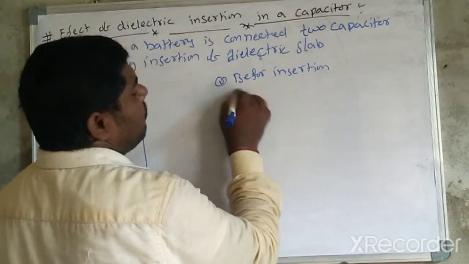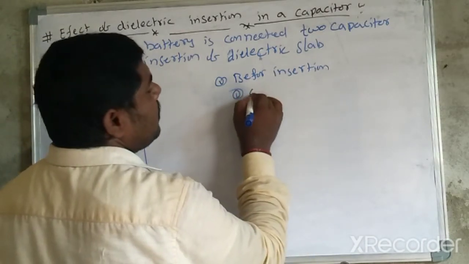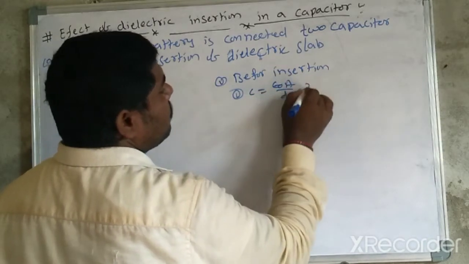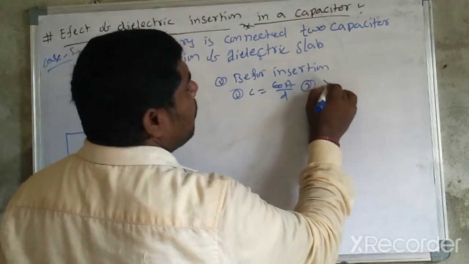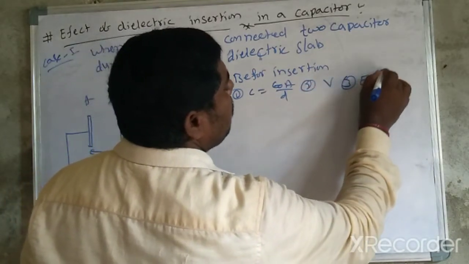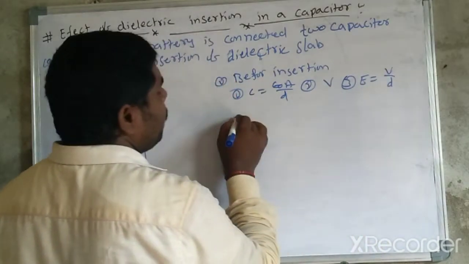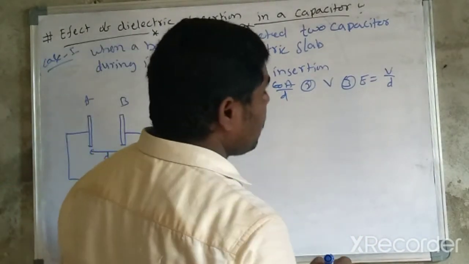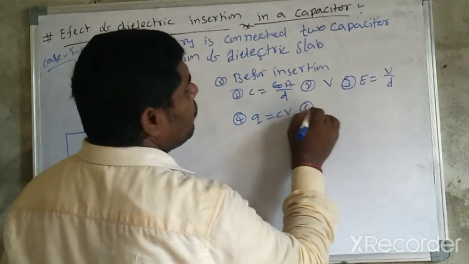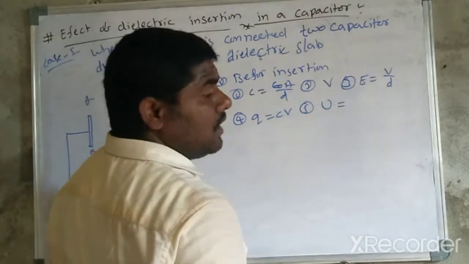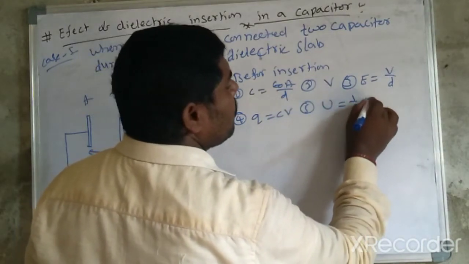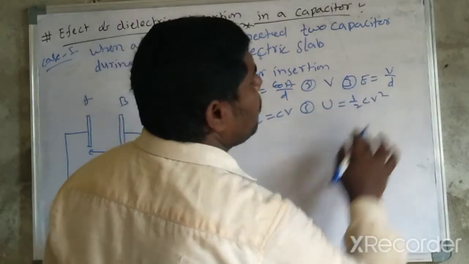Very first parameter, capacitance C is equal to epsilon naught A divided by D. The second one is the potential V, and the third one is the electric field, which is equal to V by D. The fourth parameter is the charge Q, which is equal to C into V. Fifth parameter is energy: energy stored is 1 by 2 C V square. So already we know this one.